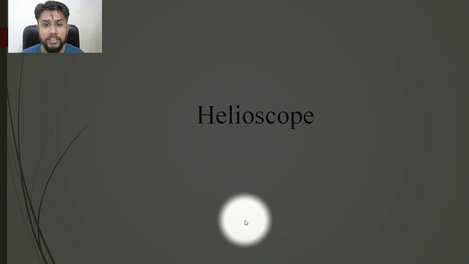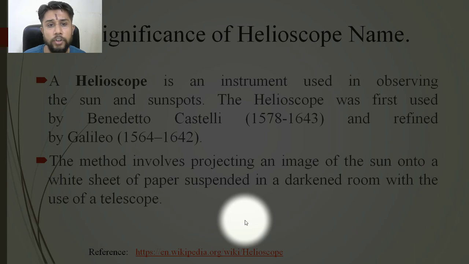The next tool is Helioscope. The ancient meaning of Helioscope is an instrument used in observing the sun and sunspots. The Helioscope was first used by Benedetto Caselli and refined by Galileo afterwards. The method involves projecting an image of the sun onto a white sheet of paper suspended in a darkened room with the use of a telescope.